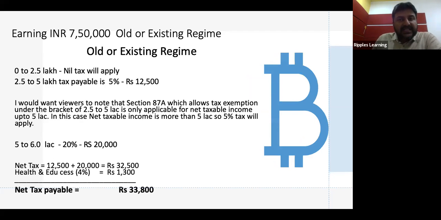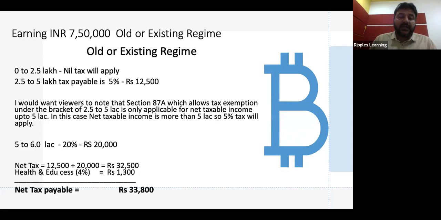Now that the net taxable income is 6 lakhs, you can see that for 0 to 2.5 lakh, no tax will apply. For 2.5 to 5 lakh, 5% would apply, which is 12,500 rupees. And for 5 to 6 lakh, 20% would apply, which is 20% of 1 lakh, which is 20,000 rupees. So the net tax is 12,500 plus 20,000, which is 32,500.